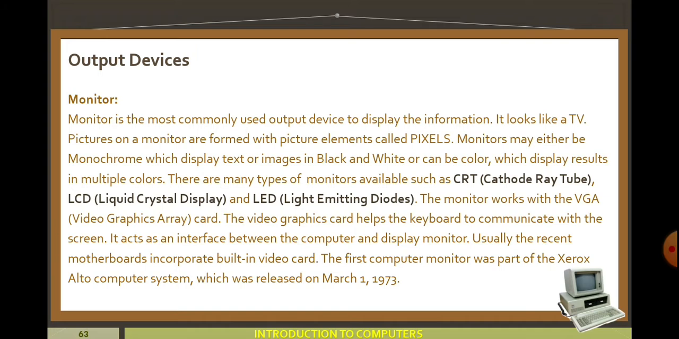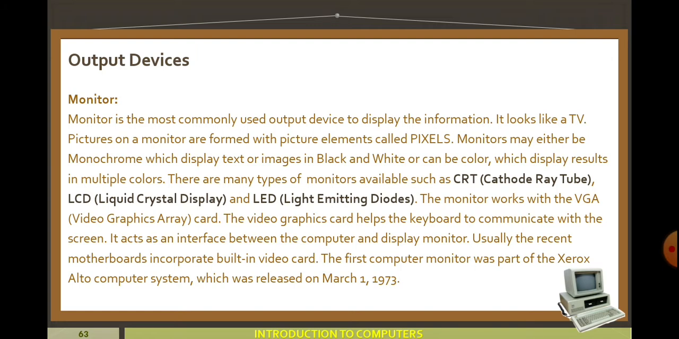A video graphics card helps the computer to communicate with the screen. So the monitor is one of the most common output devices. From this monitor we view pictures with the formation of pixels. What is meant by pixels? A small dot that appears on the monitor is known as a pixel. Monitors can be either monochrome or color. Monochrome monitors mean we can see text or images in black and white only. In color monitors we can see all the colors on the screen.